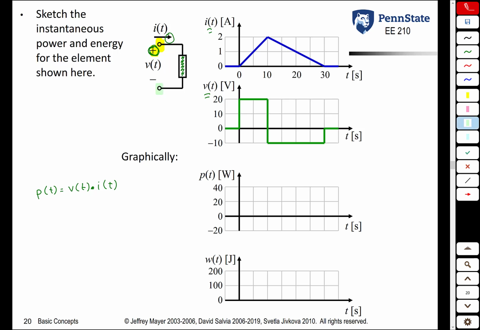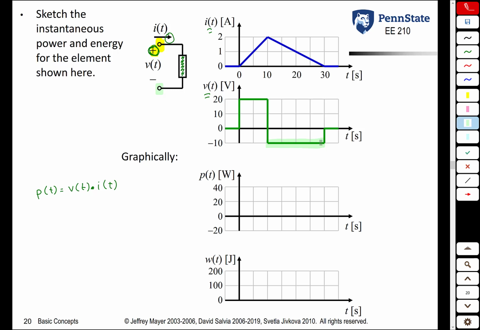For example, in this time period here, the voltage is negative 10 volts. So between 10 and 30 seconds, the bottom terminal actually has a higher voltage than the top terminal. So just the fact that it has the plus symbol next to it does not mean it is the higher voltage. That's just a polarity. It's not necessarily indicating that that voltage is higher.